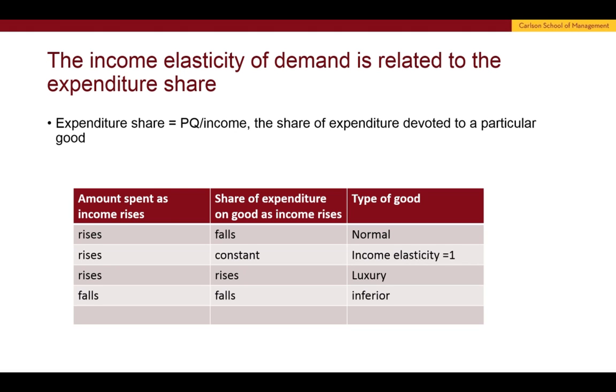If the amount spent as income rises rises, and the share of expenditure on the good also rises as income rises, then we have a luxury, and we have an income elasticity of demand of greater than 1. Finally, if the amount spent on the good falls as income rises, then of course it'll also be true that the share of expenditure on the good falls when income rises, and that's an inferior good with a negative income elasticity of demand.